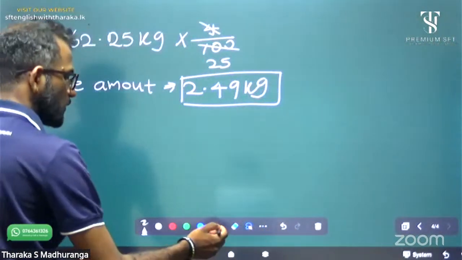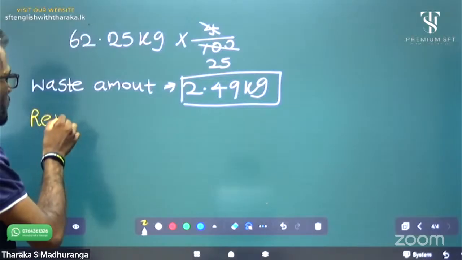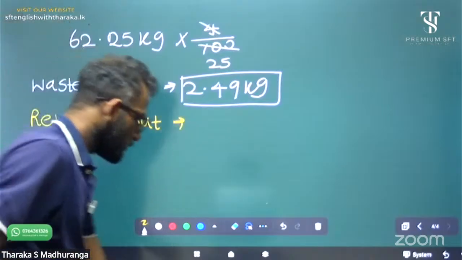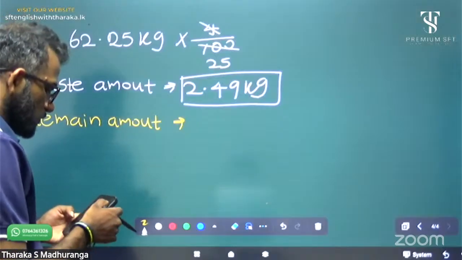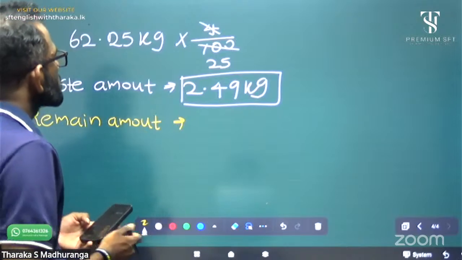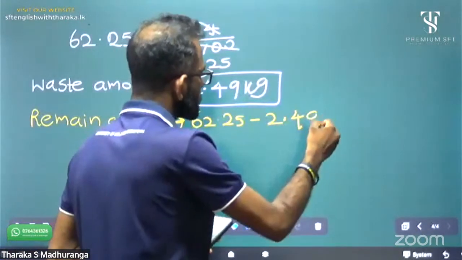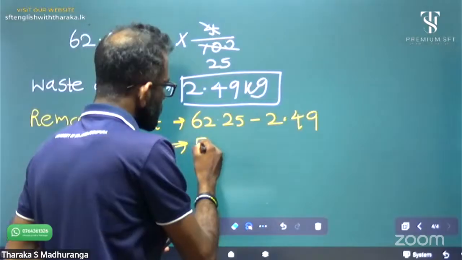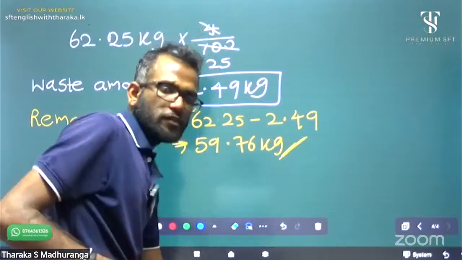Now, if we sell the remaining amount, what's the remaining amount? 62.25 minus 2.49. It is 59.76 kilograms remaining. This much remaining.